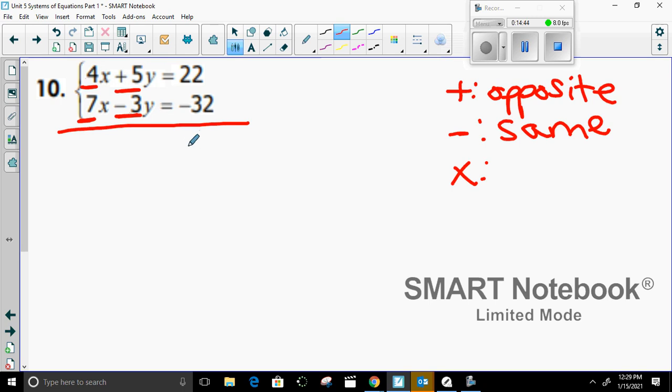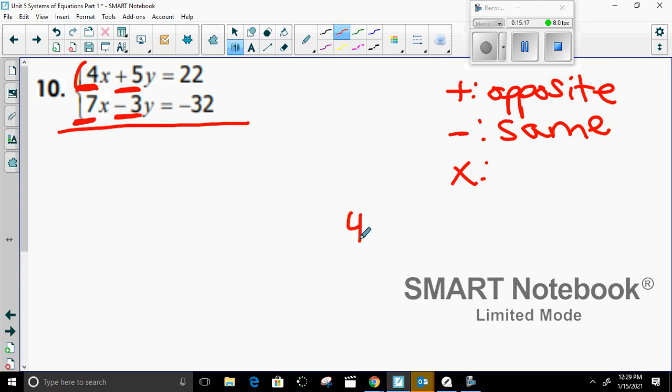And this is where you have to think to yourself, since my x's were the same sign, do I want to get them to be the same number? Because then if they're the same number, then I can subtract. Or, since my y's are opposite signs, do I want to get them to be opposite numbers? And then I could add. I'm going to do the first thing. I'm going to get my x's to be the same number.